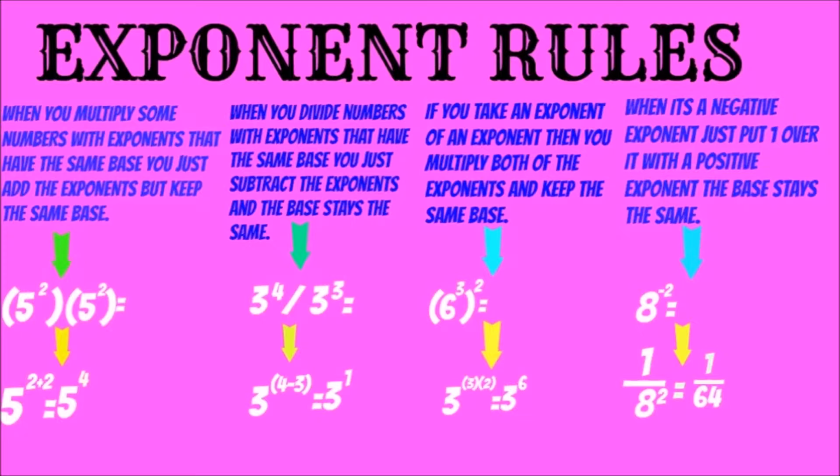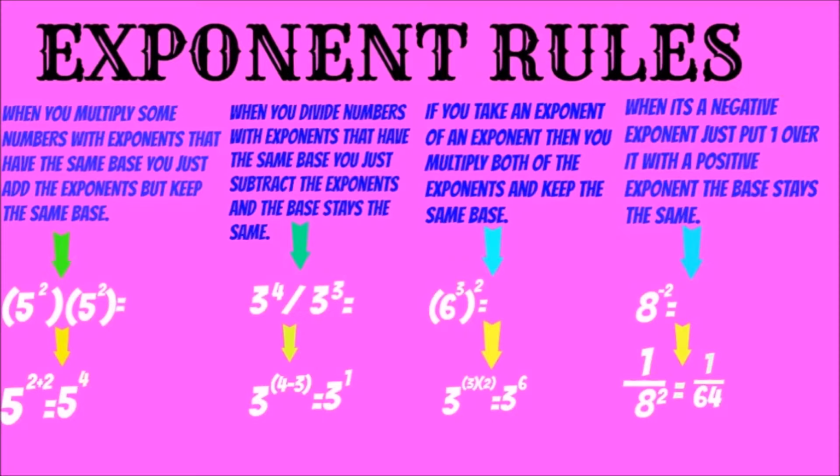The other rule is when you divide numbers with exponents that have the same base, you just subtract the exponents and the base stays the same. It's similar to every single rule. If the base is the same, all you have to do is do something different with the exponents. Like in this, all you have to do is subtract the exponents if you are specifically dividing.